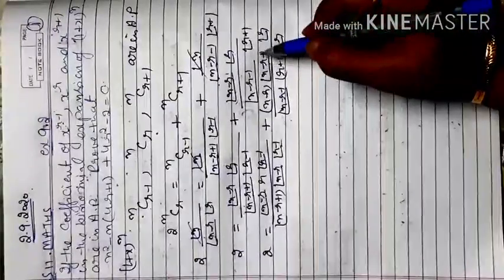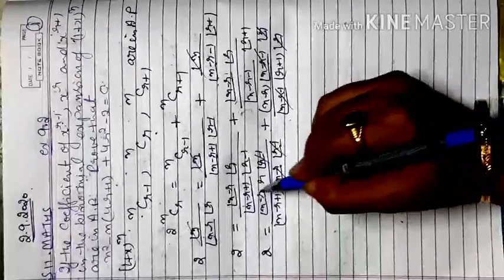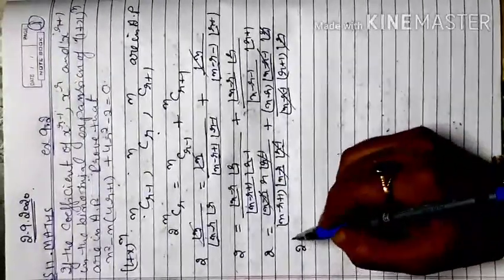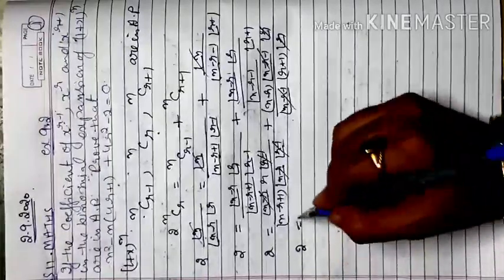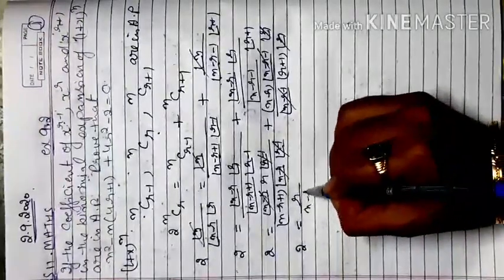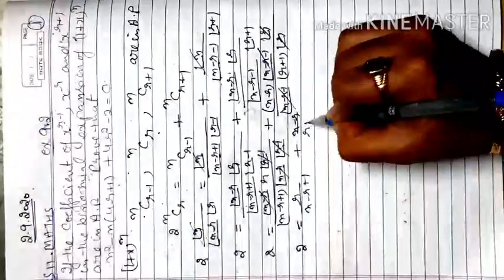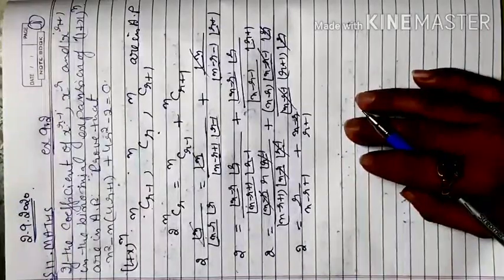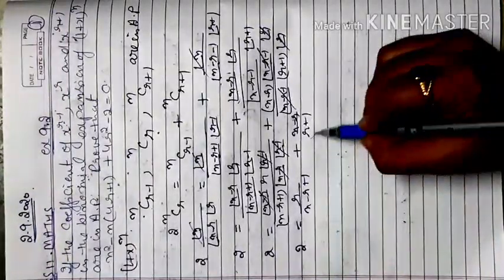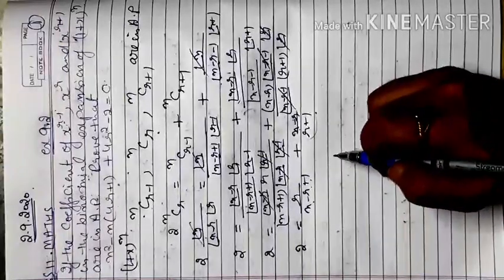Now all factorial terms will be cancelled, this and this will be cancelled and this will be cancelled. So what is left? 2 is equal to r upon n minus r plus 1 plus n minus r plus 1. Now what do I do? The next step is I have to take the LCM, like r multiply by r plus 1 and n minus r plus 1 multiply by n minus r.